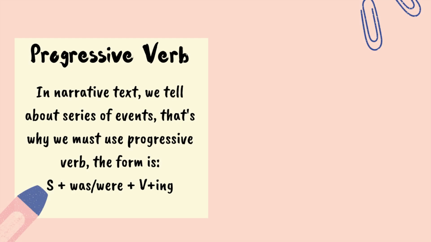The third one is progressive verbs. In narrative text, we tell about a series of events. That's why we must use progressive verbs. The form of progressive verb is subject plus was or were plus verb-ing.